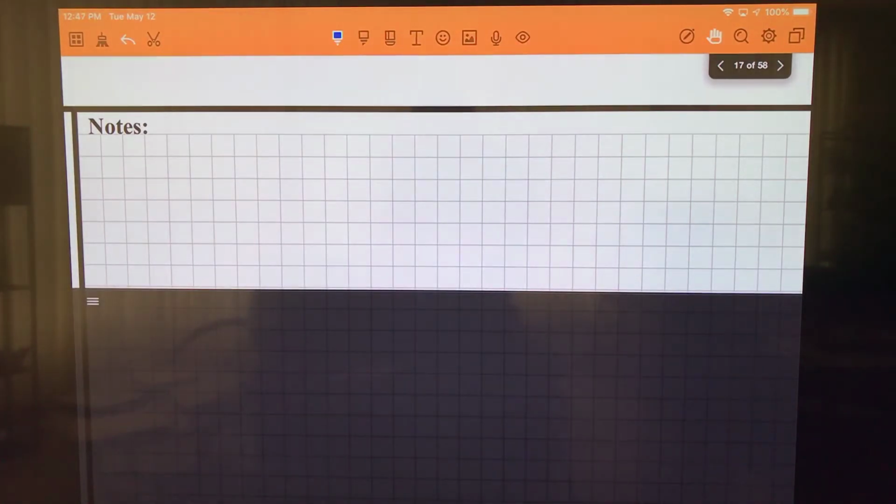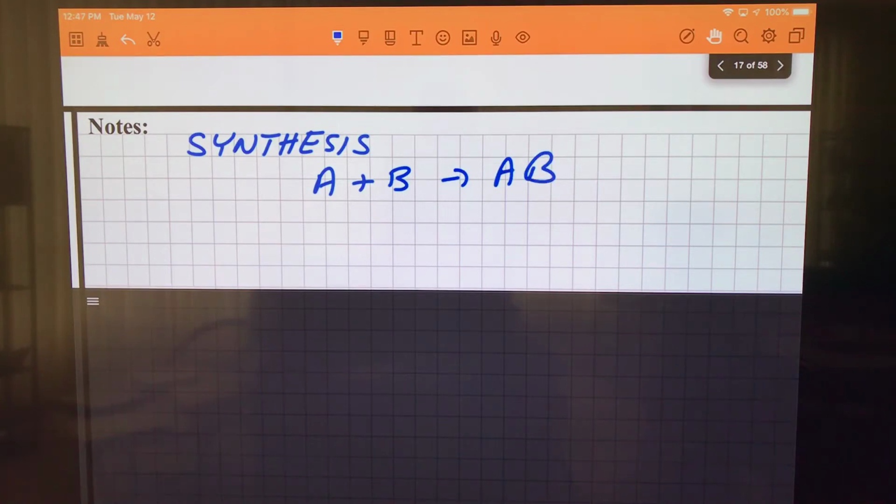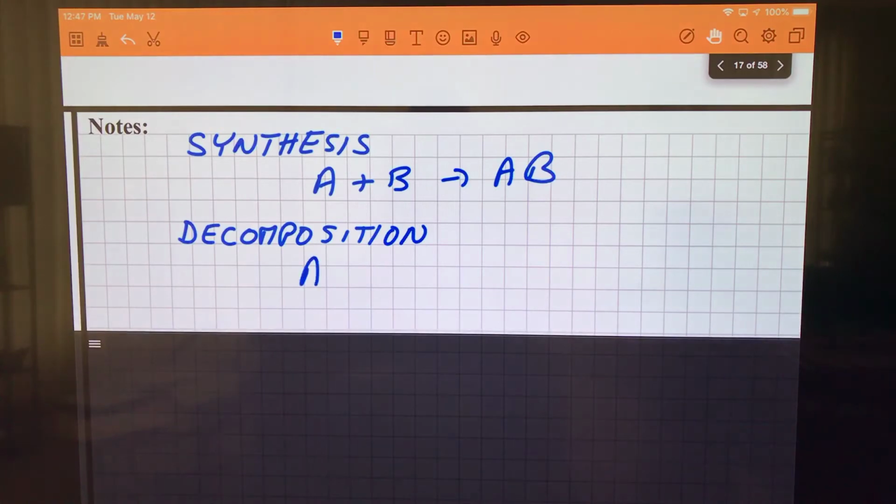If you remember, synthesis was putting things together. So that was A plus B is just AB. Now what we're going to do is reverse that. So decomposition is just taking AB, breaking it apart into A plus B.